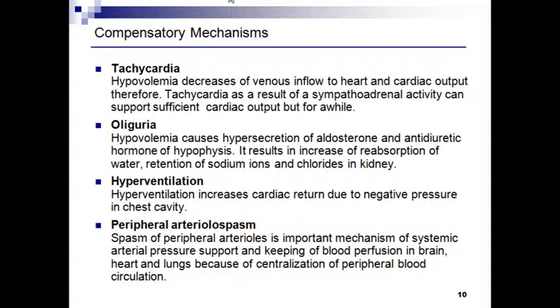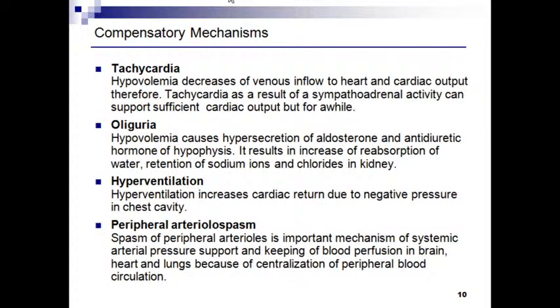Next mechanism, tachycardia, a reaction of the cardiovascular system. How can the cardiovascular system compensate the minute volume of circulation? By tachycardia. Hypovolemia decreases venous inflow to the heart, therefore venous return decreases, and it leads to decreased cardiac output. Tachycardia as a result of sympathoadrenal activity can support sufficient cardiac output, but only for a short period of time, for a few minutes.